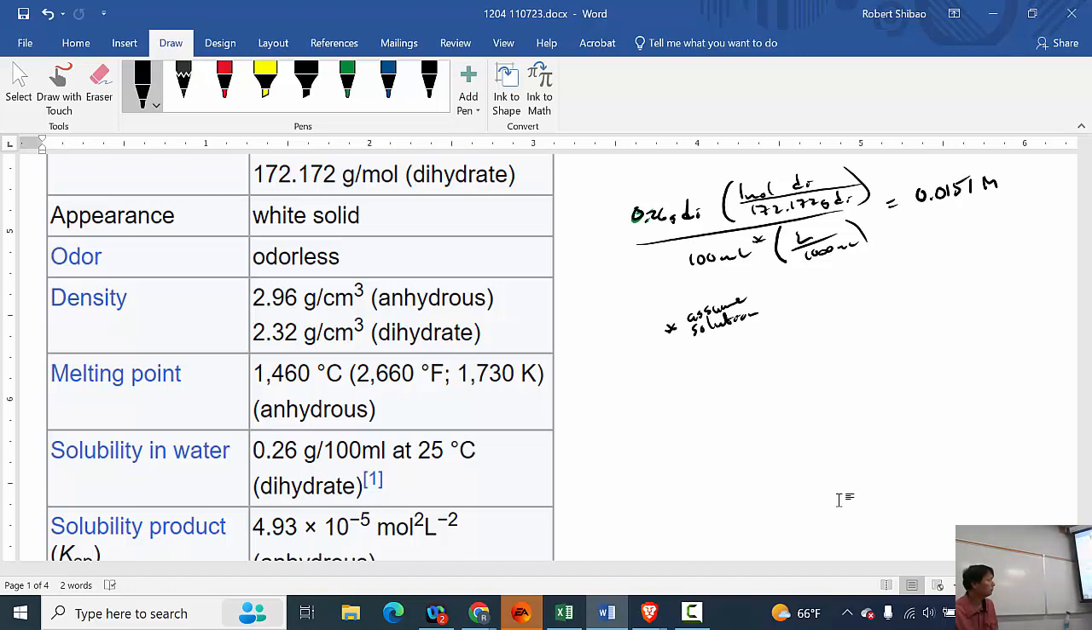Now, the Ksp is going to equal the solubility squared. And so this is the molar solubility here. This is experimental. You know, there's footnote 1 here. Molar solubility. So let's go ahead and put that in here, 0.0151 squared. Can you square your answer, Mitchell, and tell me what you get? 0.000228.